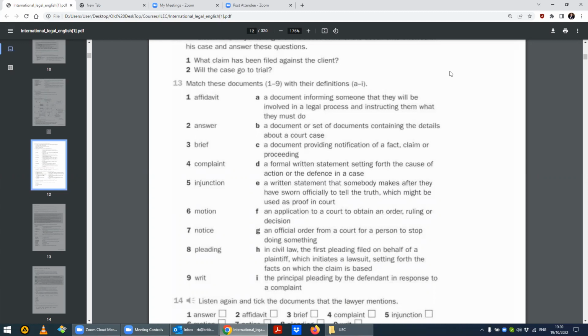If you lie in your affidavit, you are guilty of the crime, the criminal offense of perjury. Just going to write this in the chat box. Perjury is the crime of giving false evidence, lying in court, in other words. It's a criminal offense.